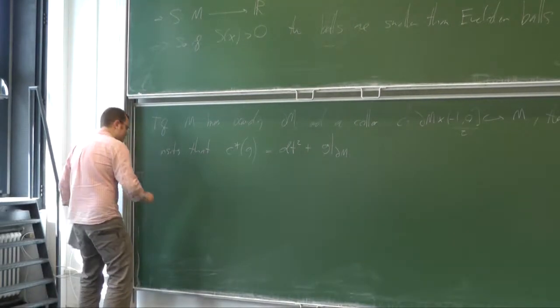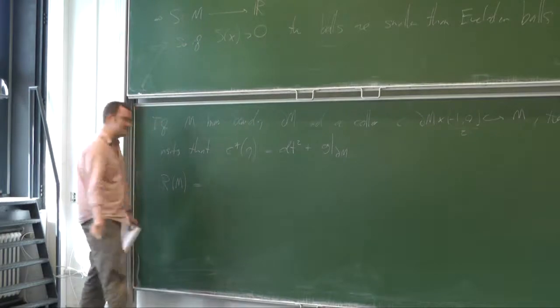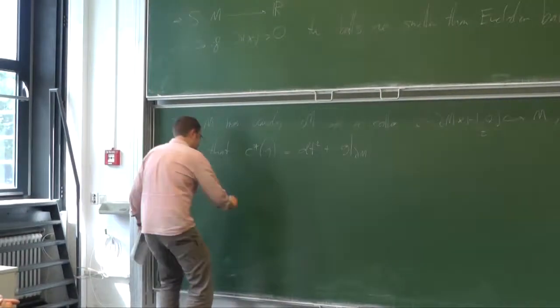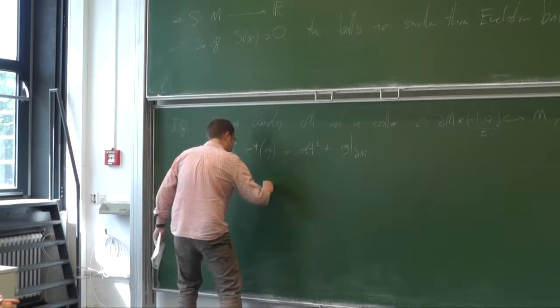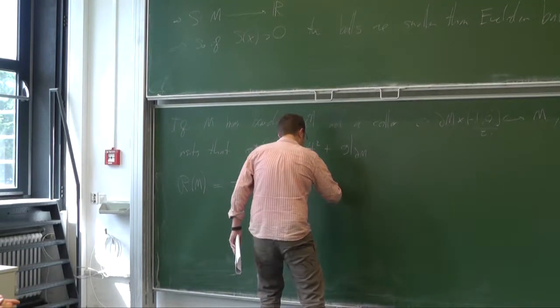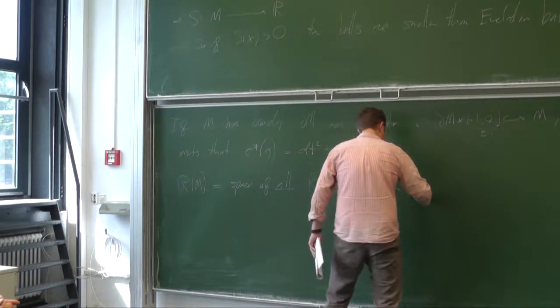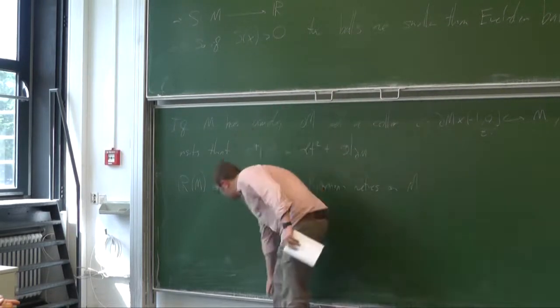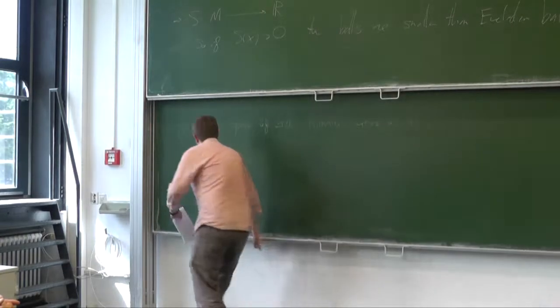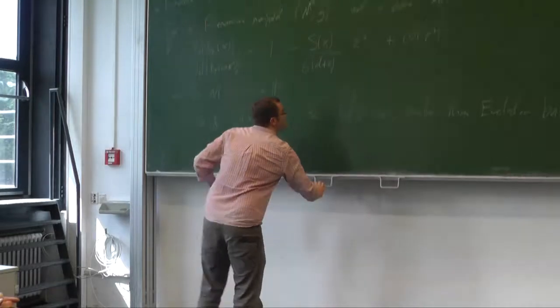Okay, and as a point of notation, I'll let R of M be the space of all Riemannian metrics on M. And I'll write R plus for the subspace of ones which have positive scalar curvature at every point.